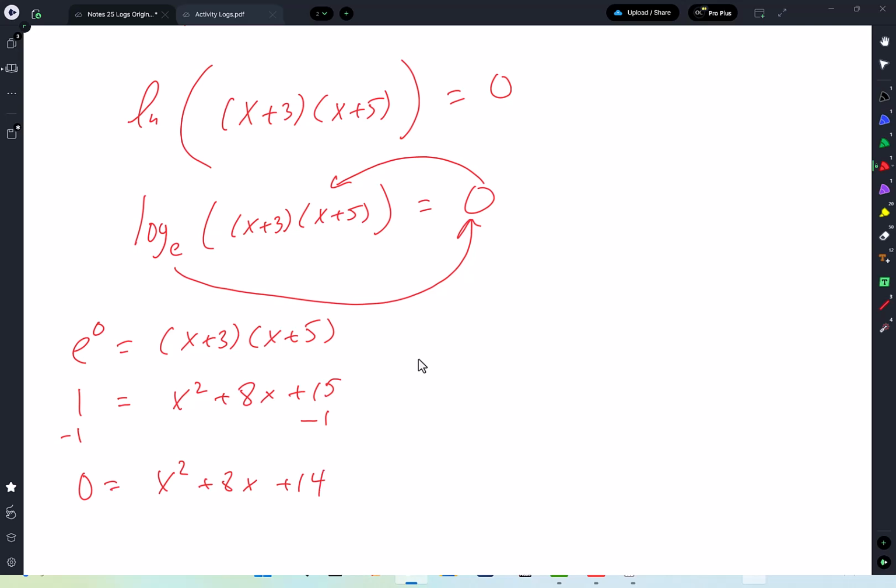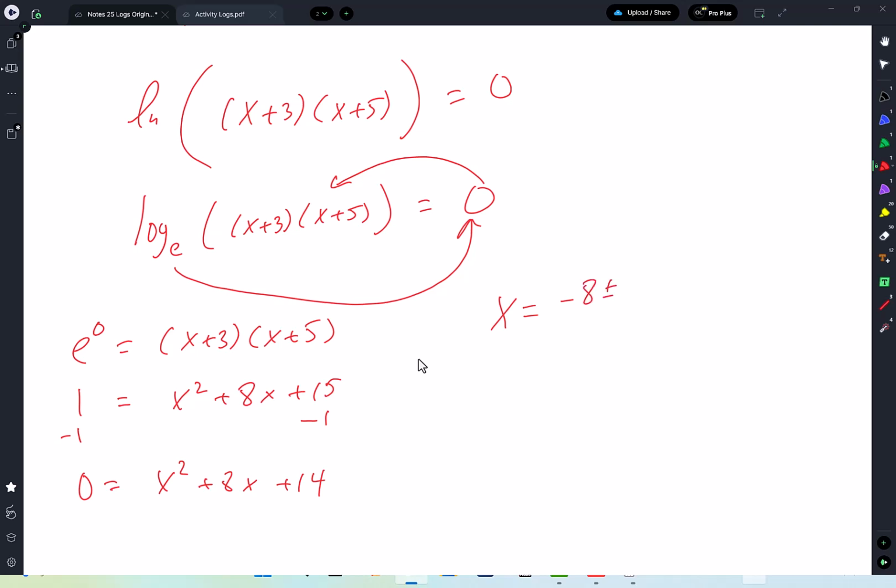Nope, not factorable. Two numbers that multiply to give you 14 that add up to 8. Well, 1 times 14 is 14, but 14 plus 1 is 15, so that doesn't work. And 7 times 2 is 14, but 7 plus 2 does not add up to 8, so that doesn't work. And that's it. Those are the only factors. So with this one, we are forced to use the quadratic formula.